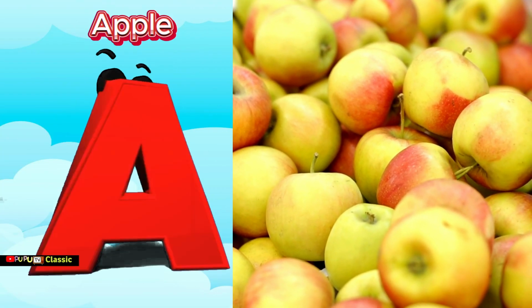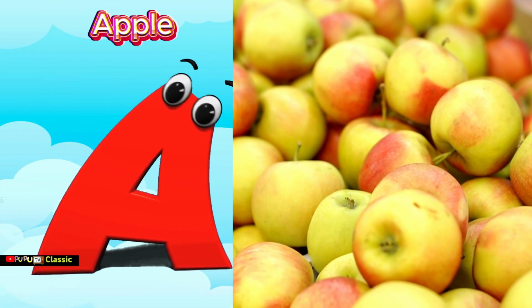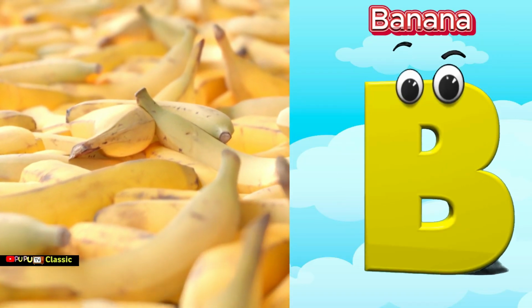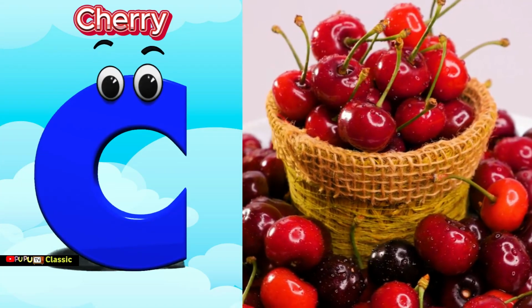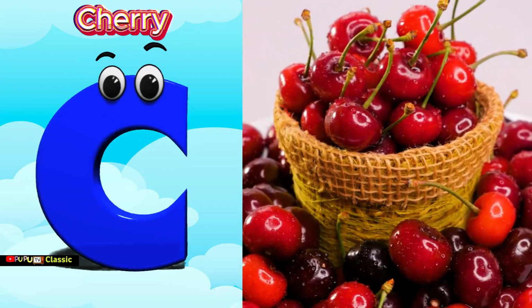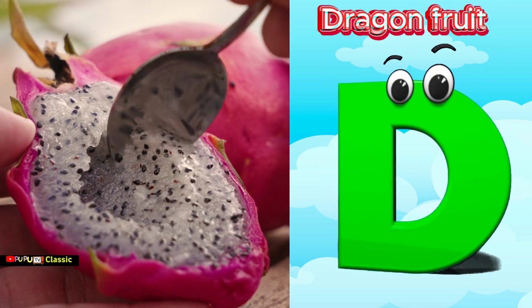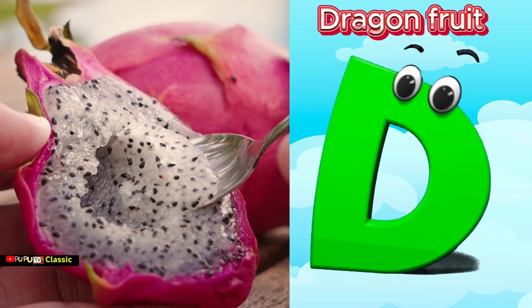A is for apple, a, apple. B is for banana, b, banana. C is for cherry, c, cherry. D is for dragon fruit, d, dragon fruit.